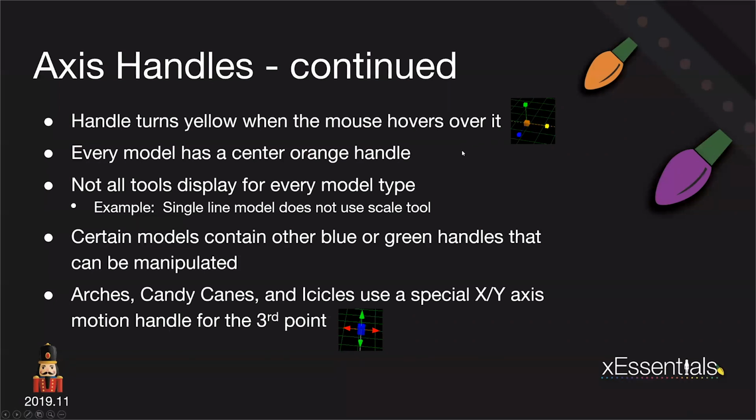Let's see. Talked about some of this stuff. So, like I said, the handles turn yellow when you can grab them. Every model is going to have an orange handle that represents the center of the model. Not all of these tools will display for every model. Like the single line model doesn't have the scale tool because we just expect you to, if you need to make a line bigger, just grab one of the endpoints and move it. We don't really use the scale feature for that.